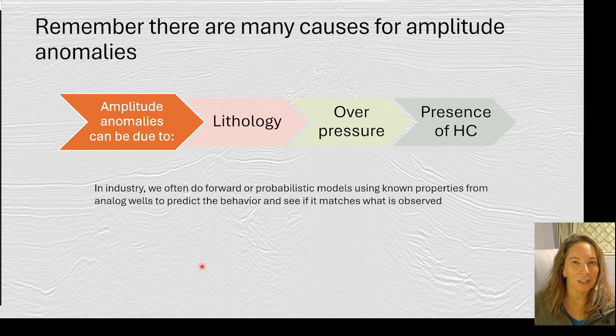Okay, so one of the things you always want to keep in mind is that even though hydrocarbons can cause amplitude anomalies, they can also be caused by different things. And so I always like to remind my students of this. So you have to keep in mind changes in lithology, so heterogeneities, overpressure, and the presence of hydrocarbons. So those are kind of some of the main things that can cause these different amplitude anomalies, besides all of the things that can change the amplitude that we talked about in like acquisition and processing in the earth as an attenuator.